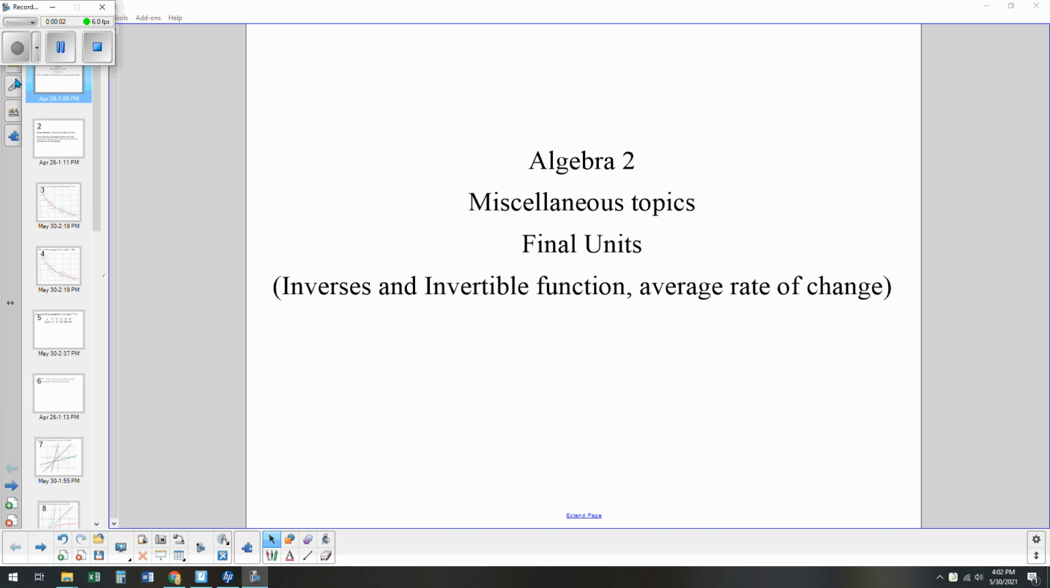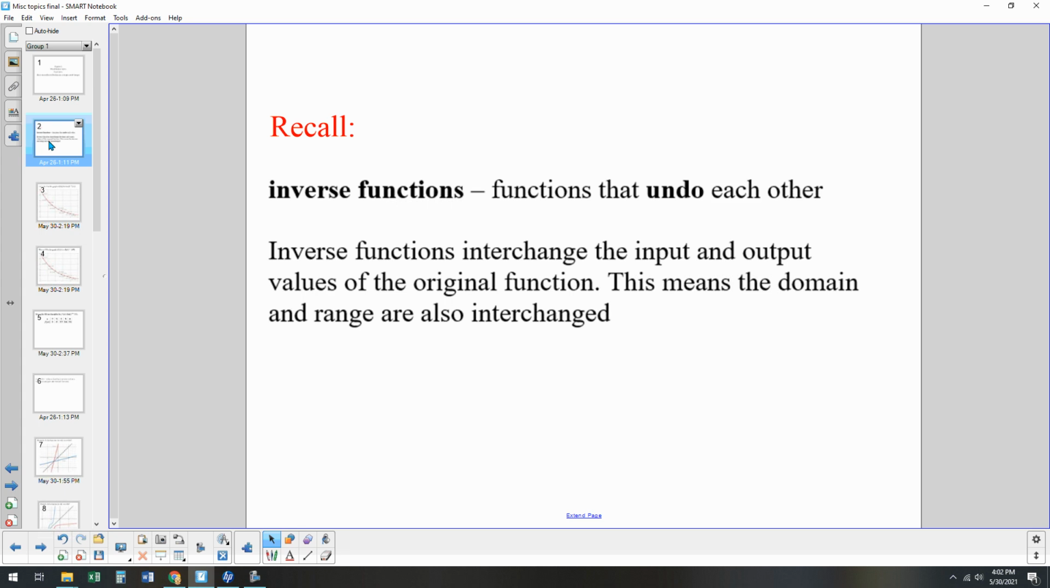This lesson we're going to cover some topics that we either skipped over or didn't go into as deeply as we should have originally. So the first thing we're going to recall was inverse functions. Remember, the inverse function is a function that undoes itself, but really when we looked at inverses, they changed the input and the output. So they switched the domain and range of each other.